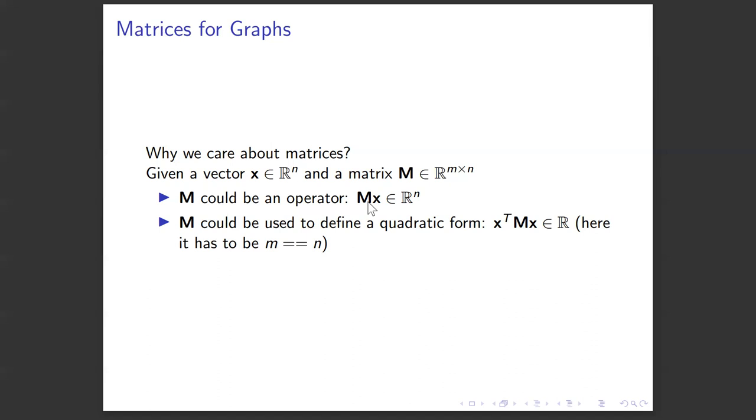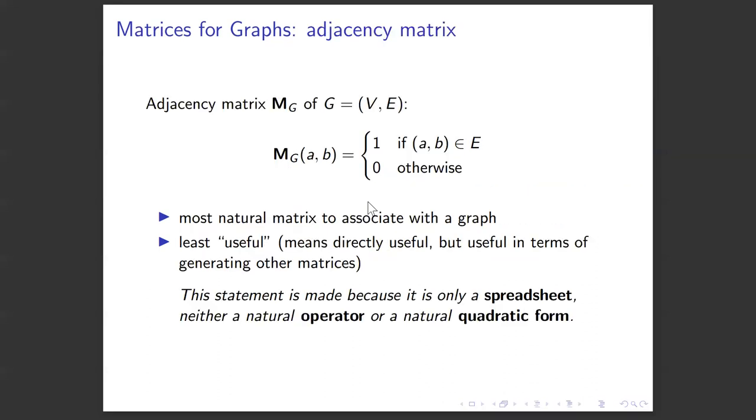Another one is the quadratic form. The output will be just a value, and this value will have some properties, maybe like an energy function or Dirichlet energy function or something like that. The first thing is the adjacency matrix. It's the simplest matrix in the graph, but you can see it's just a spreadsheet. It's neither a natural operator nor a quadratic form. We describe it as an n by n matrix, where n is the number of nodes, and if there is an edge between node A and node B, the entry will be one. That's the most natural one.